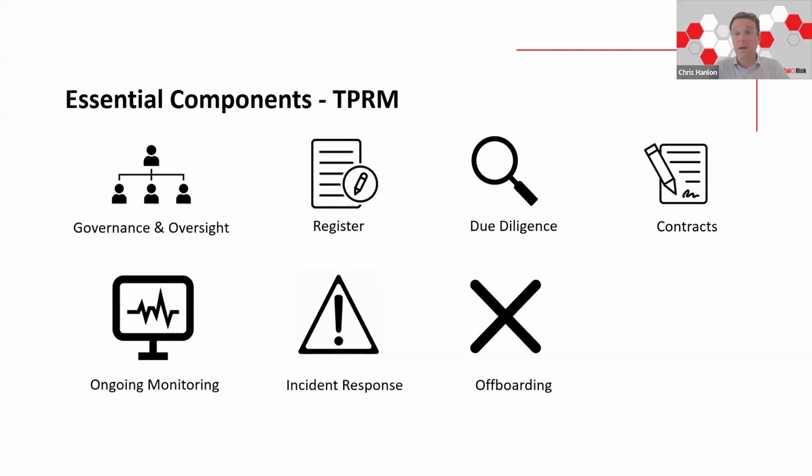And often we find as well, organizations don't think about the offboarding process until it's too late. So how would you remove or potentially remove a critical vendor from your organization? And what does substitutability look like? Are there suitable vendors out there that you could easily replace them with? Have you got a plan B ready before that incident happens?